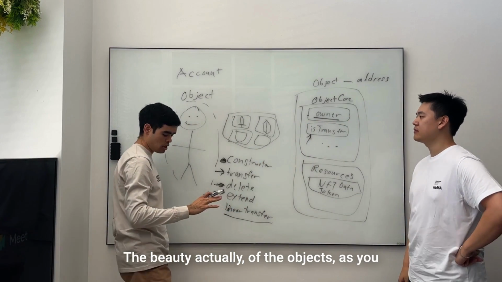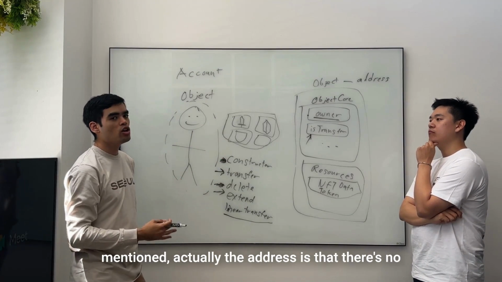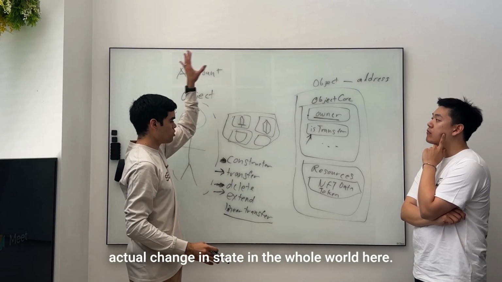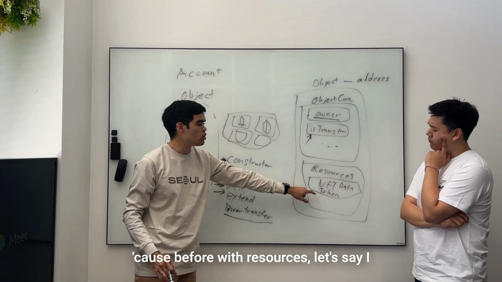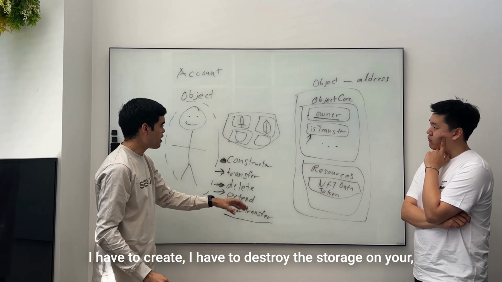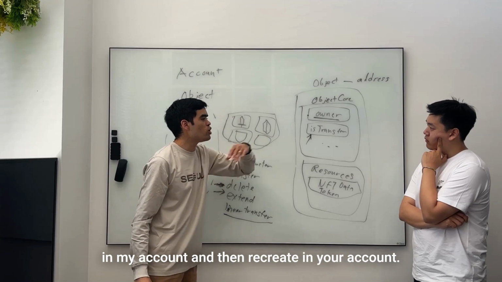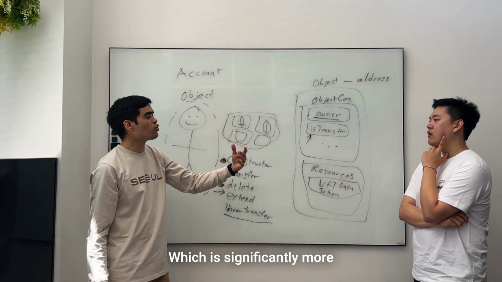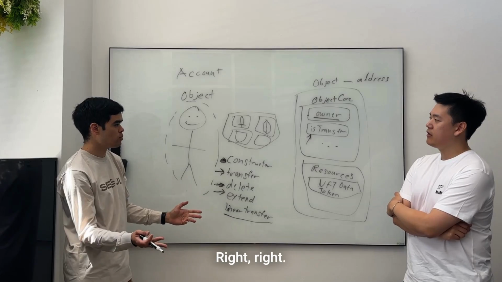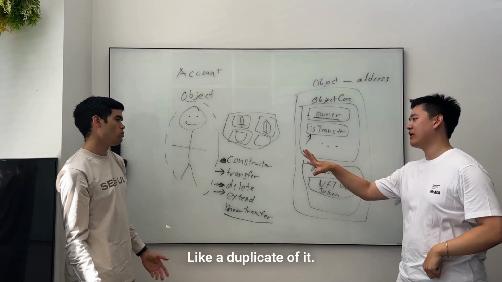The beauty of the objects, as you mentioned, with the change of the address, is that there is no actual change in state in the whole world here. Because before, with resources, let's say I wanted to transfer a resource from me to you. I have to destroy this storage in my account and then recreate it in your account, which is significantly more computationally expensive and significantly more storage expensive. So it wasn't actually being transferred, it was just deleting it and creating a duplicate of it.